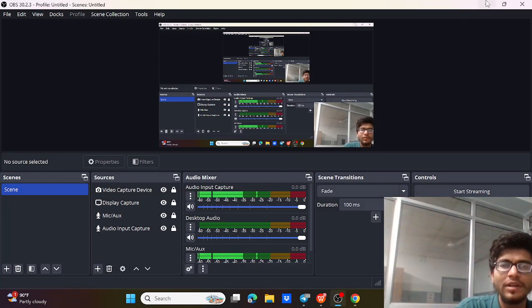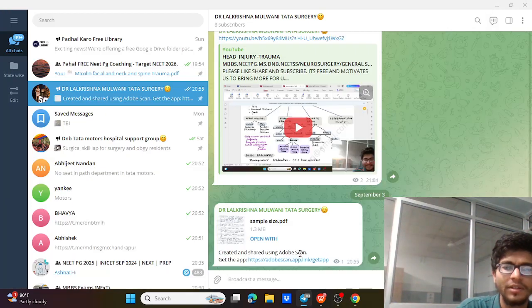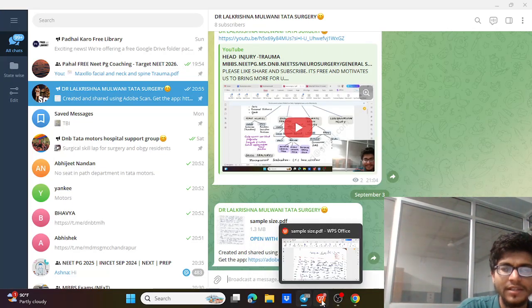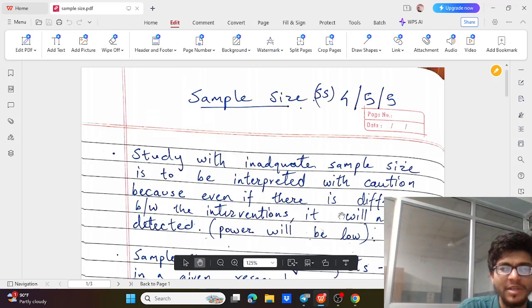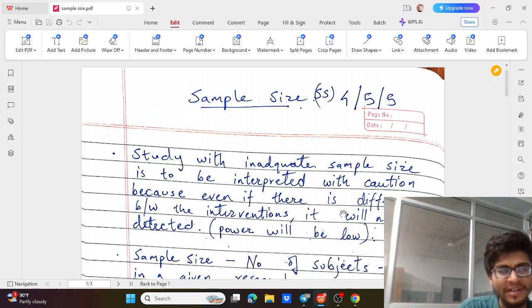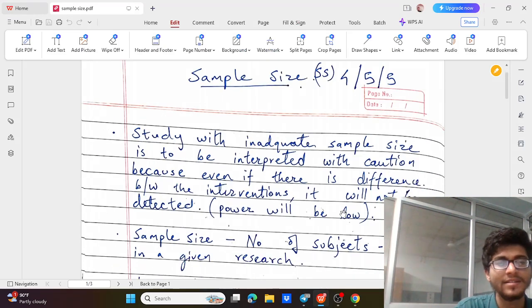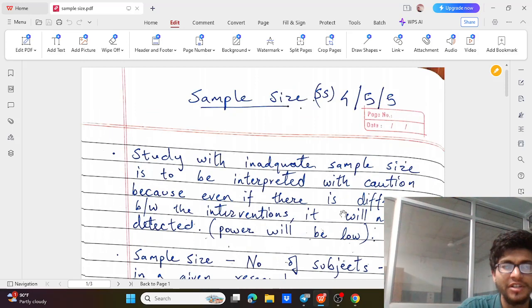Hello guys, now we'll be discussing a topic that is a research topic which is commonly asked in MS and DNB exams in all specialities, be it surgical, be it medical. So that is sample size and estimation. So now we'll be discussing this topic.